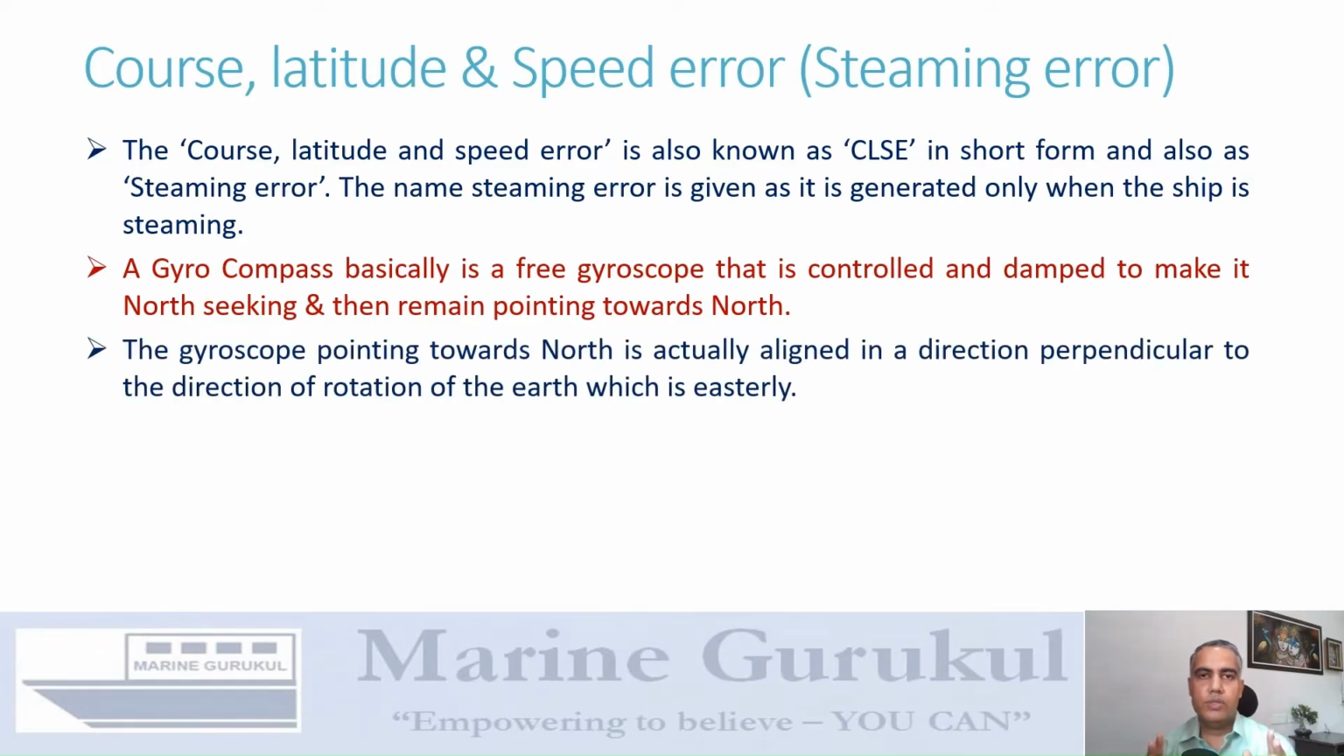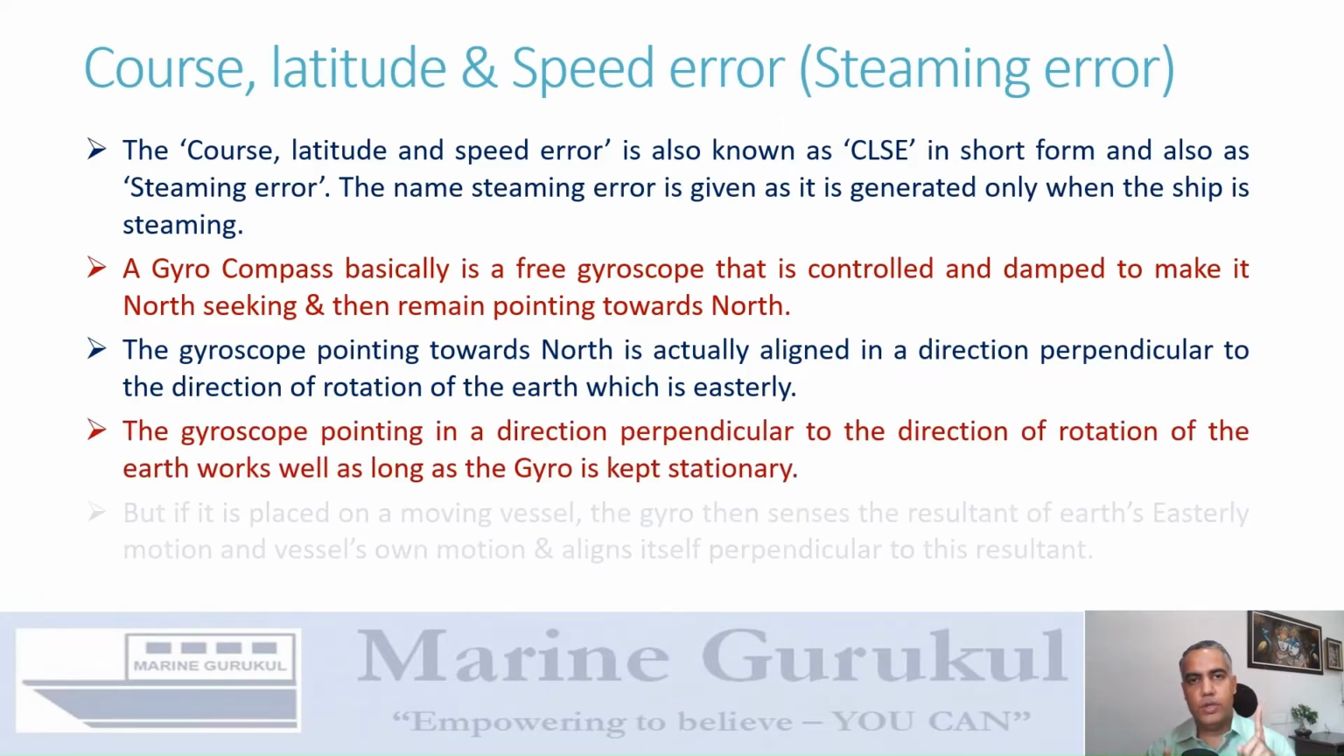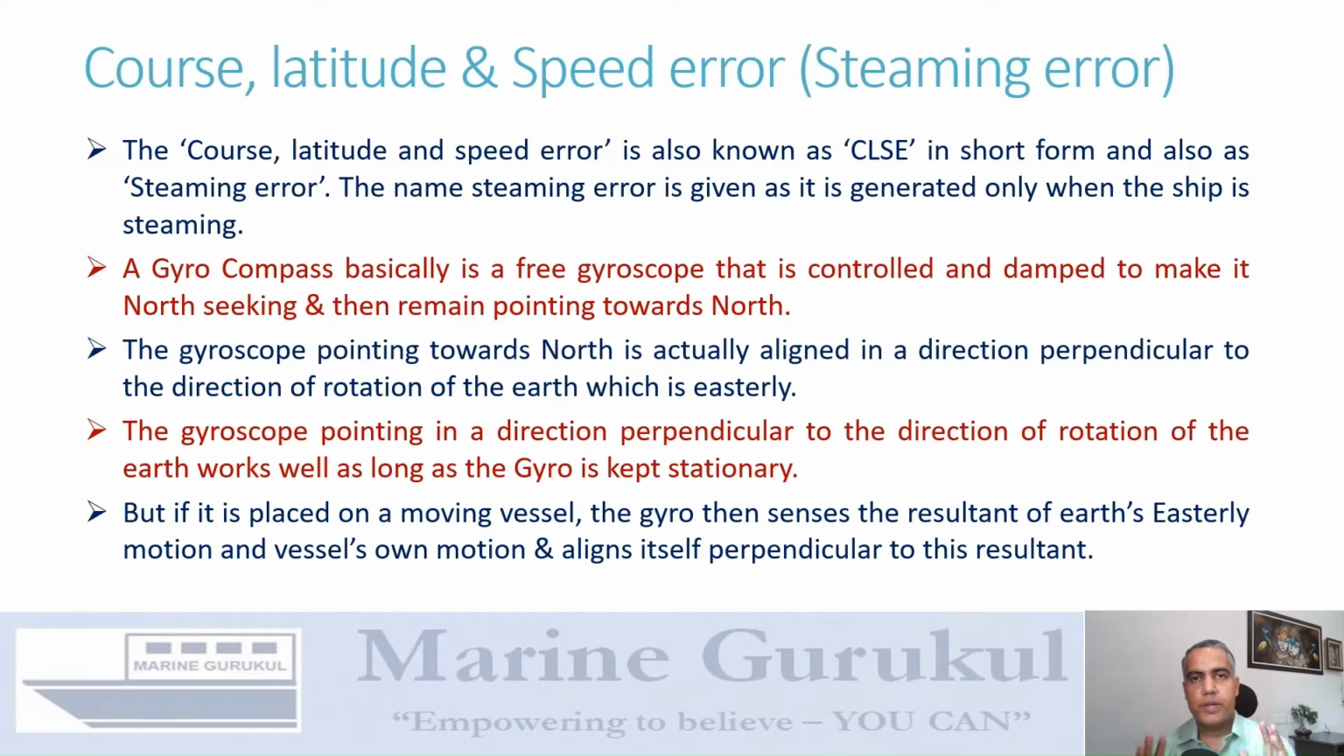Now the gyroscope pointing towards north is actually aligned in a direction perpendicular to the direction of the rotation of the earth, which is easterly. The gyroscope pointing in a direction perpendicular to the direction of rotation of the earth works very well as long as the gyro is kept stationary. But if the gyro is placed on a moving vessel, the gyro then senses the resultant of the Earth's easterly motion and the vessel's own motion and aligns itself perpendicular to this resultant.